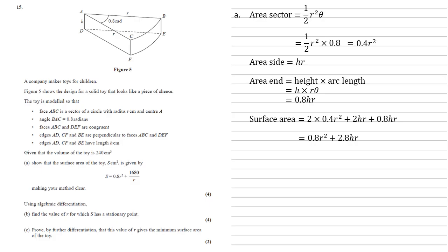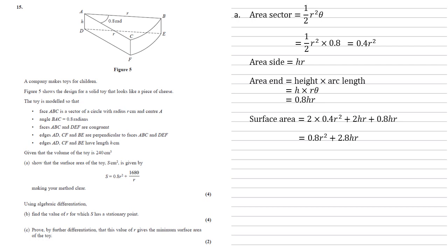So far so good. We've got that the surface area is 0.8 r squared, which is the same as what we're aiming for, but we've got plus 2.8 hr, whereas we're aiming for 1680 over r. So we need to find a way to convert this. The first thing I've noticed is that we've got h in our answer. We need to get rid of that somehow because it's not in the one we're aiming for.